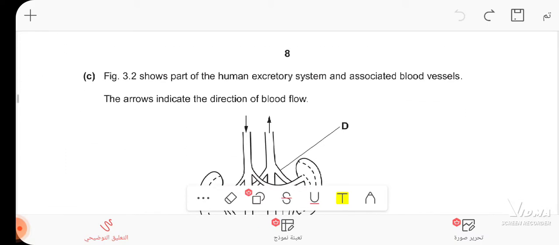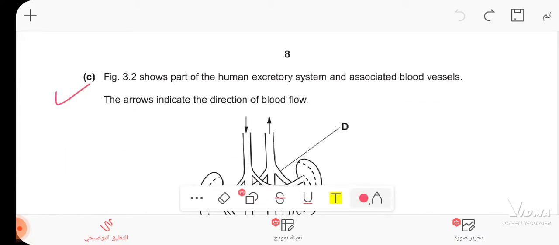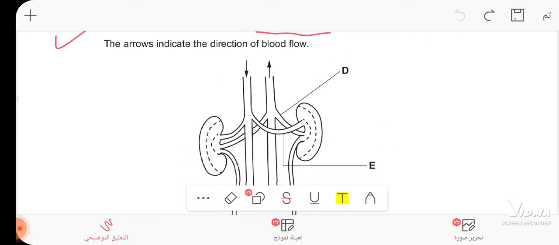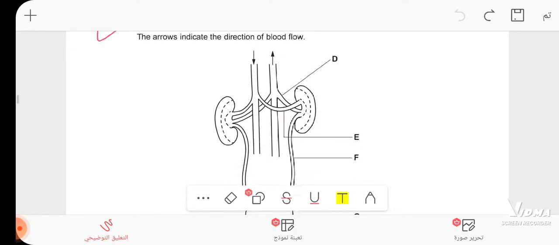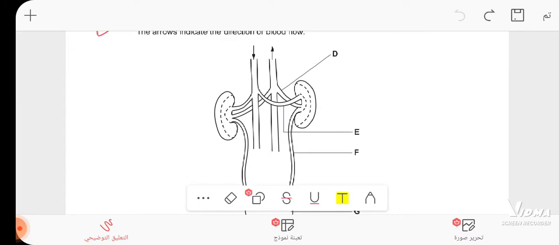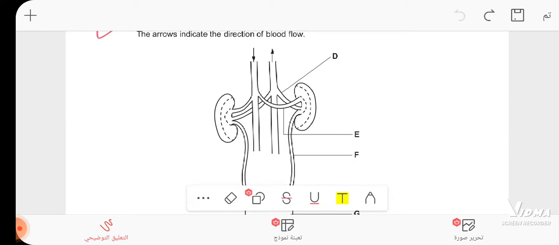That is very important. Question number C, 3.2 shows part of the human excretory system and associated blood vessels. The arrows indicate the direction of the blood flow. As we see here, we have two kidneys and two blood vessels.